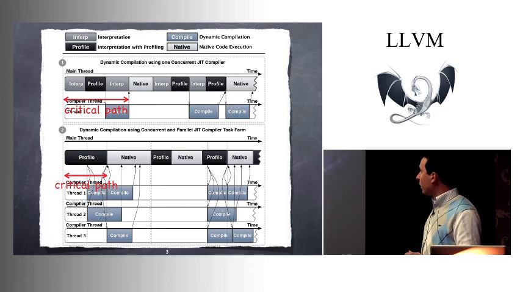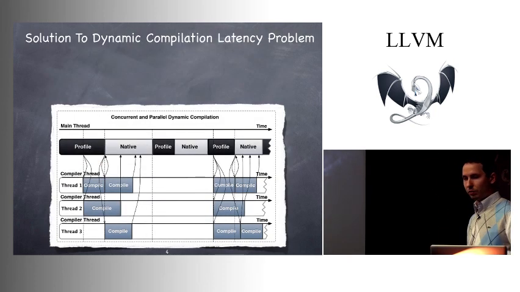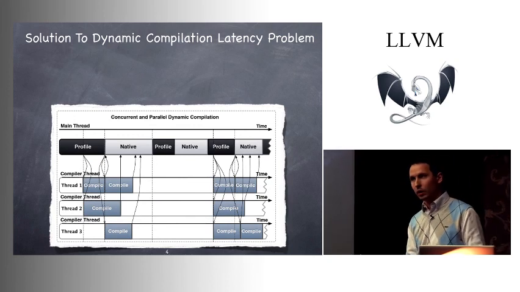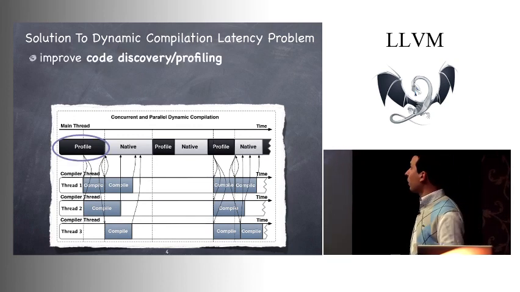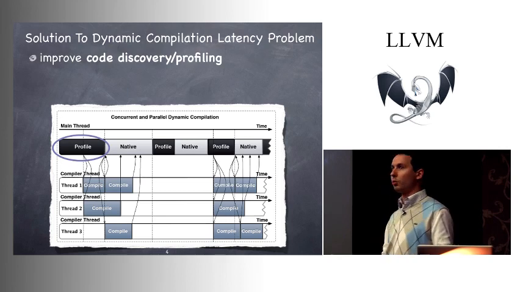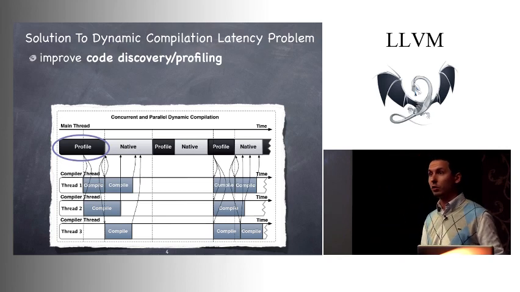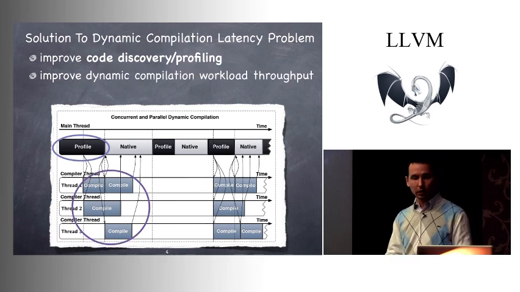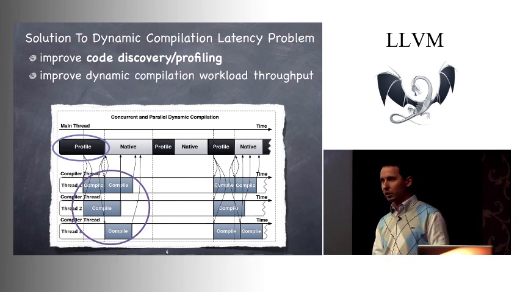So just to reiterate, what's the solution to the dynamic compilation latency problem? What are the things that we need to look at? We need to improve the code discovery or profiling, so this is how do we figure out what's frequently executed efficiently? And of course, we need to improve the throughput of our dynamic compilation subsystem.